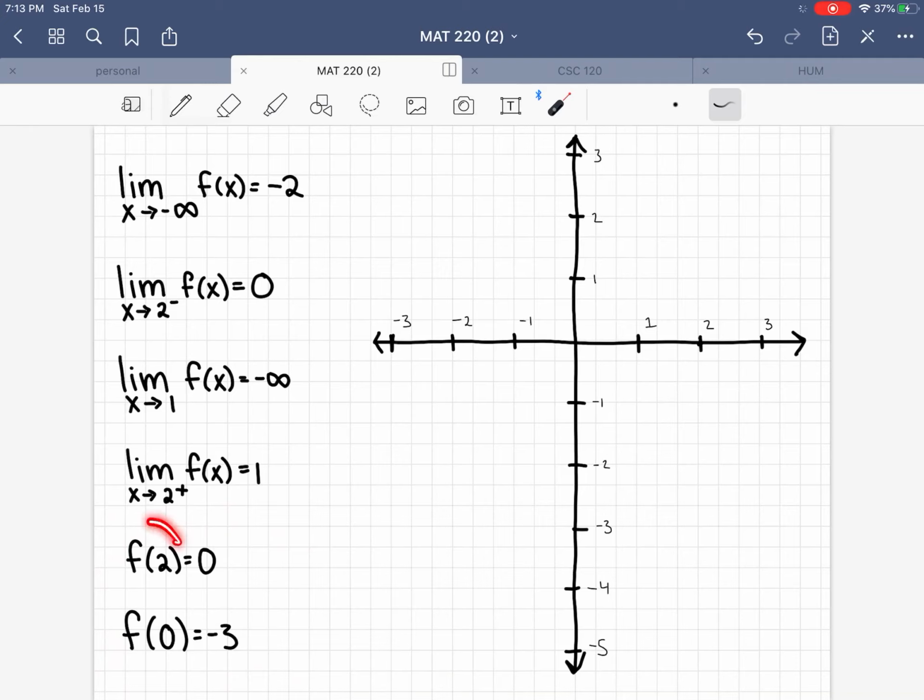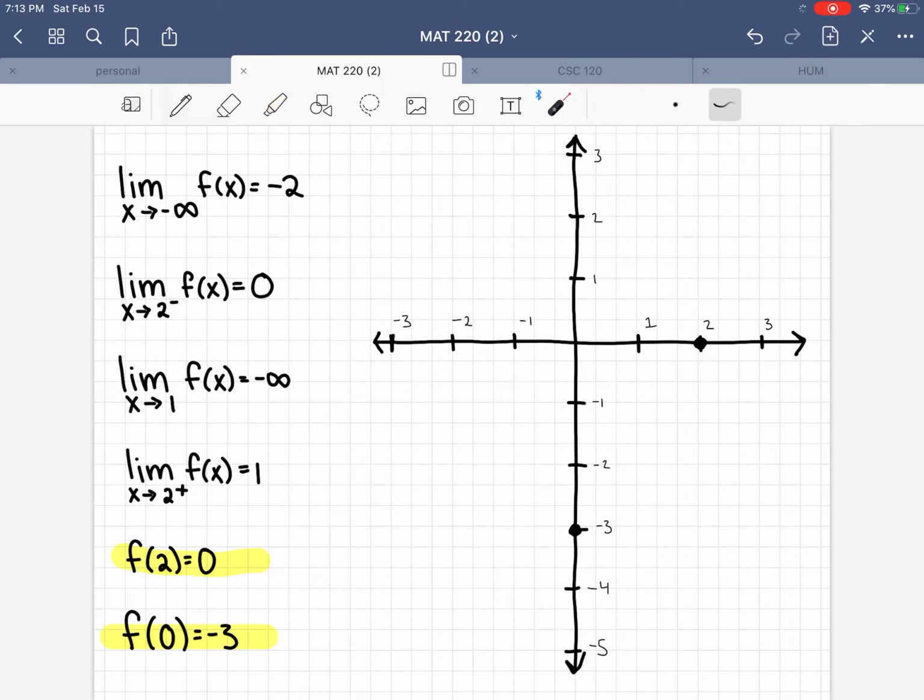We're given f of 2 equal to 0. So we know that somewhere in our function, we're going to have the point (2, 0). And then our next point is f of 0 is equal to negative 3. So we can go to that point (0, negative 3), and we know that that's going to exist somewhere in our function as well. So right off the bat, we already have 2 pieces done.